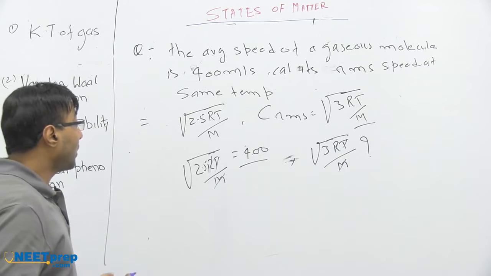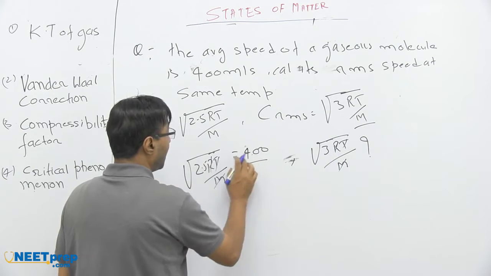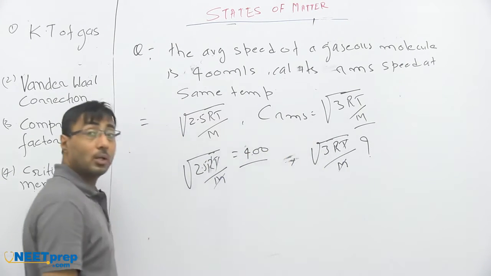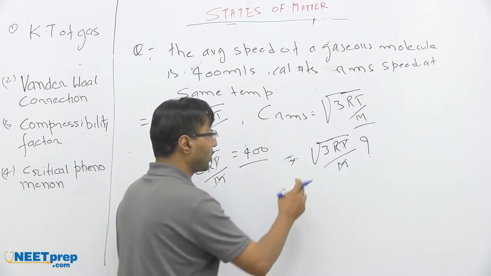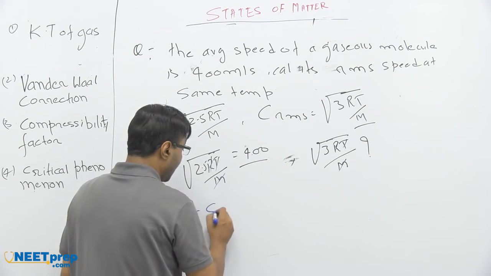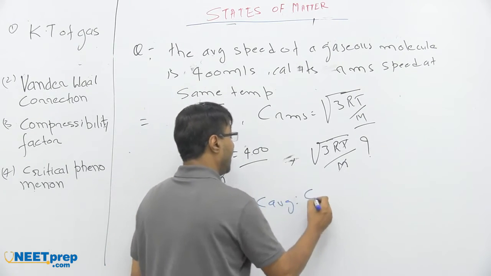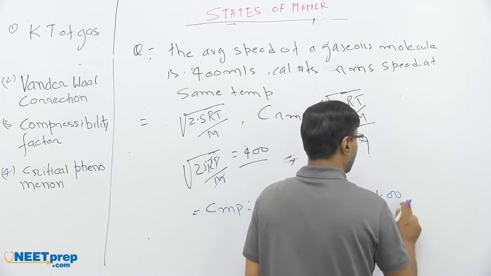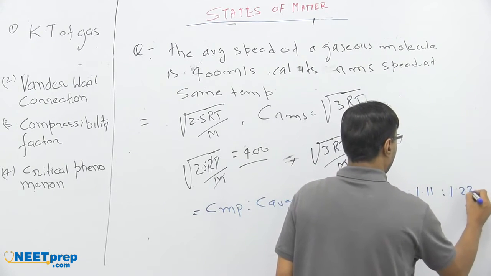But what is important here? Finally, if the average speed is equal to 400, then what is the value of C RMS? Another thing is, we know the relationship between C MP, C average and C RMS. This ratio was 1.00, 1.11 and 1.22.